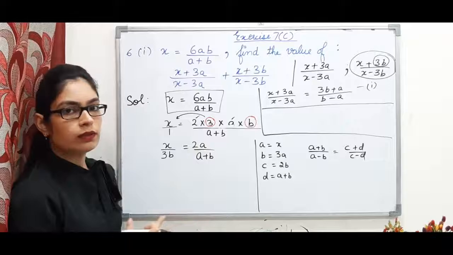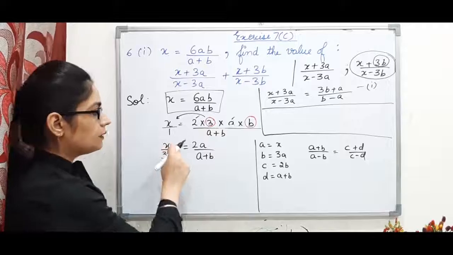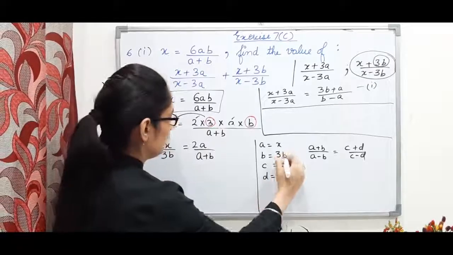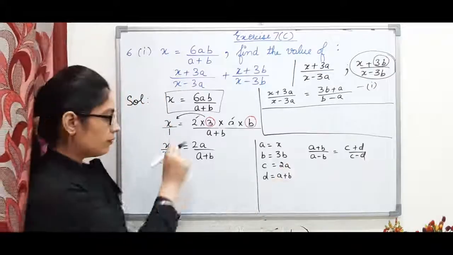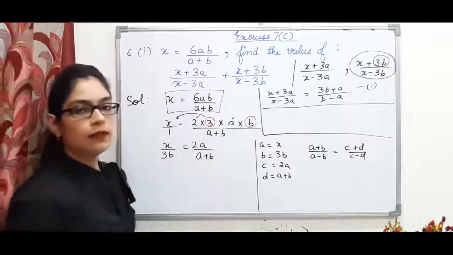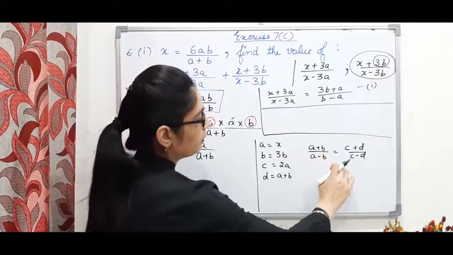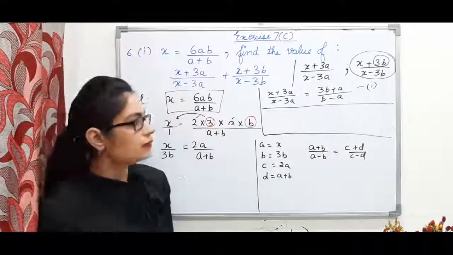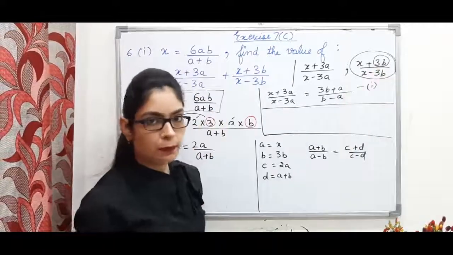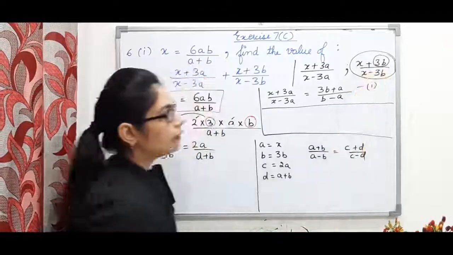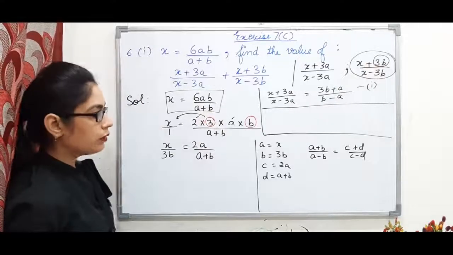Now again I have got a similar expression, a by b is equal to c by d. A is x, b is 3b, c is 2a and d is a plus b. So if a by b is equal to c by d, then we can apply componendo and dividendo, which is a plus b by a minus b equals c plus d by c minus d. This thing is giving us a hint that we have to apply componendo and dividendo: same terms are in plus form and also in minus form.